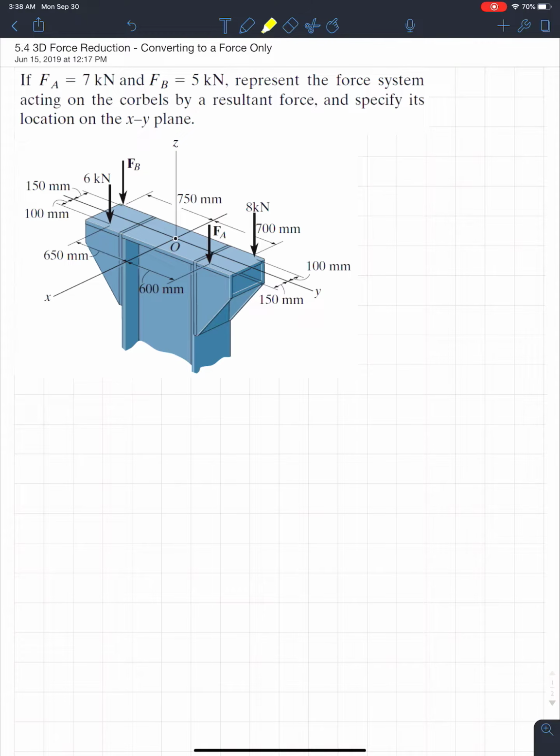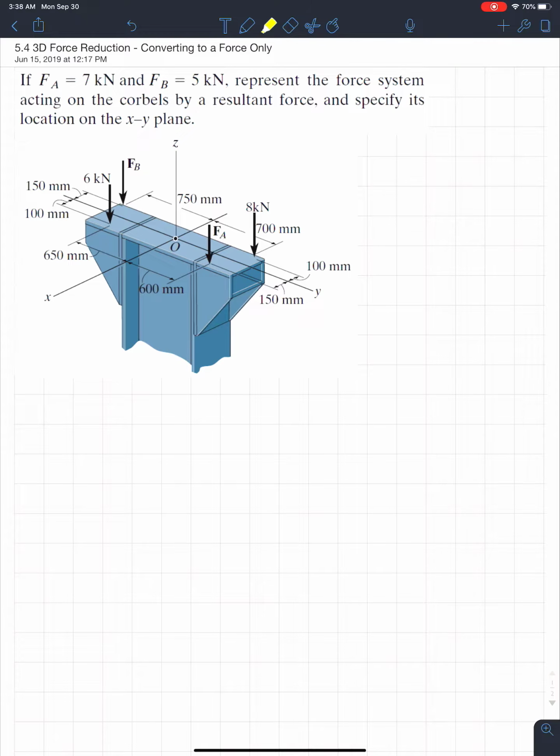In this tutorial, yet again, we're dealing with 3D force reduction. But as I hinted in the last tutorial, instead of ending our force reduction with a single force and a single moment, we can take that a step further and cut it down to just a single force.